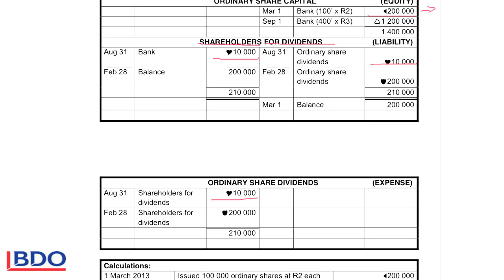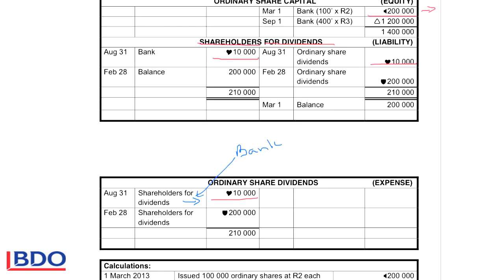An alternative method can be used where the ordinary share dividends is entered on the debit side, but it's not taken to the shareholders on the credit side. You show here immediately that this was paid, and you will show that the bank is credited, ordinary share dividends is debited. Both methods are correct.